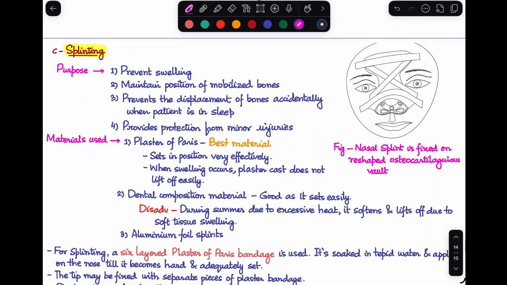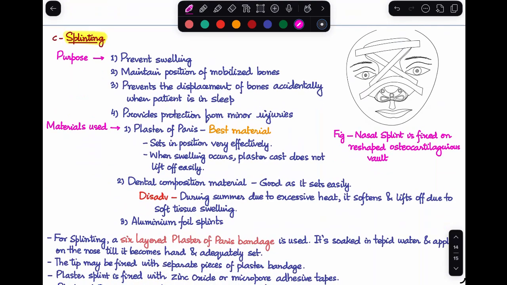Lastly is the splint, applying the splint. Splinting also has different purposes here. The aim, first of all, is that it will help in preventing the development of any swelling. Second, it will maintain the position of the mobilized bones. Third, it prevents accidental displacement of bones when the patient is in a sleeping position. Sometimes you may not be aware of how you're sleeping.